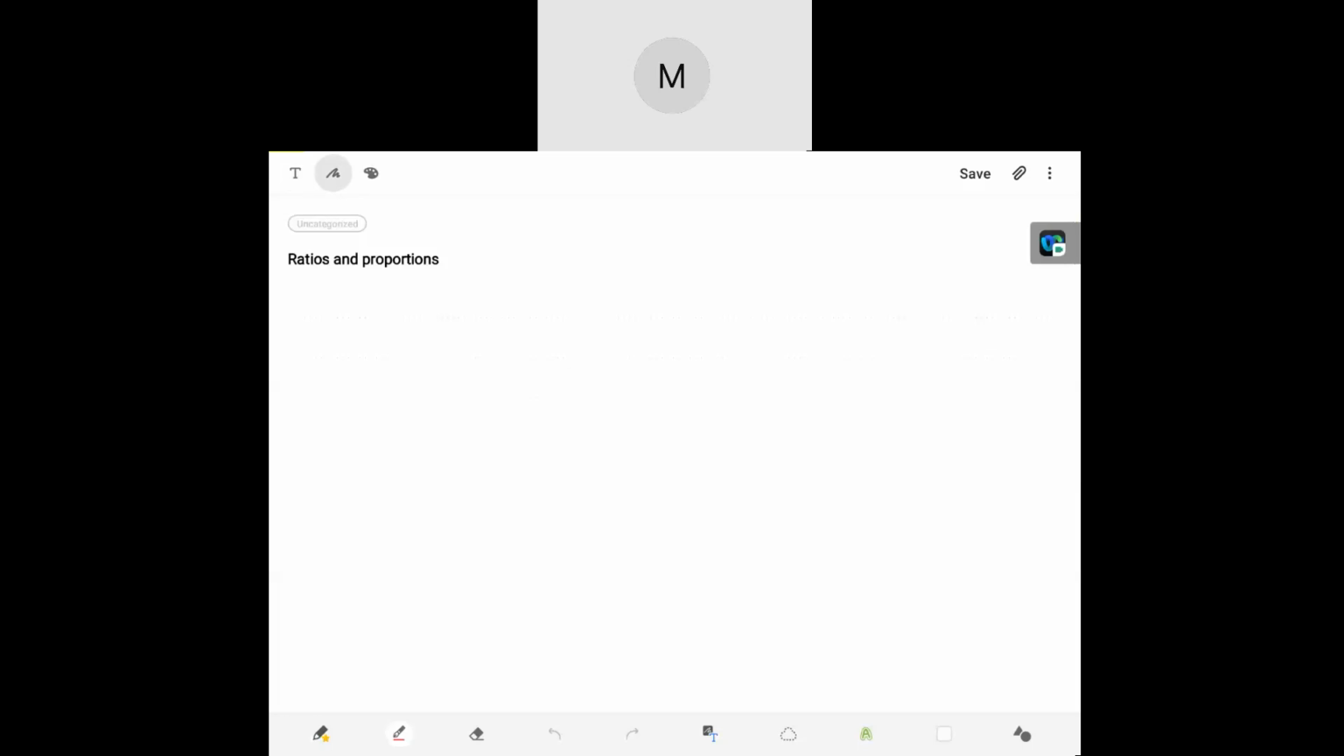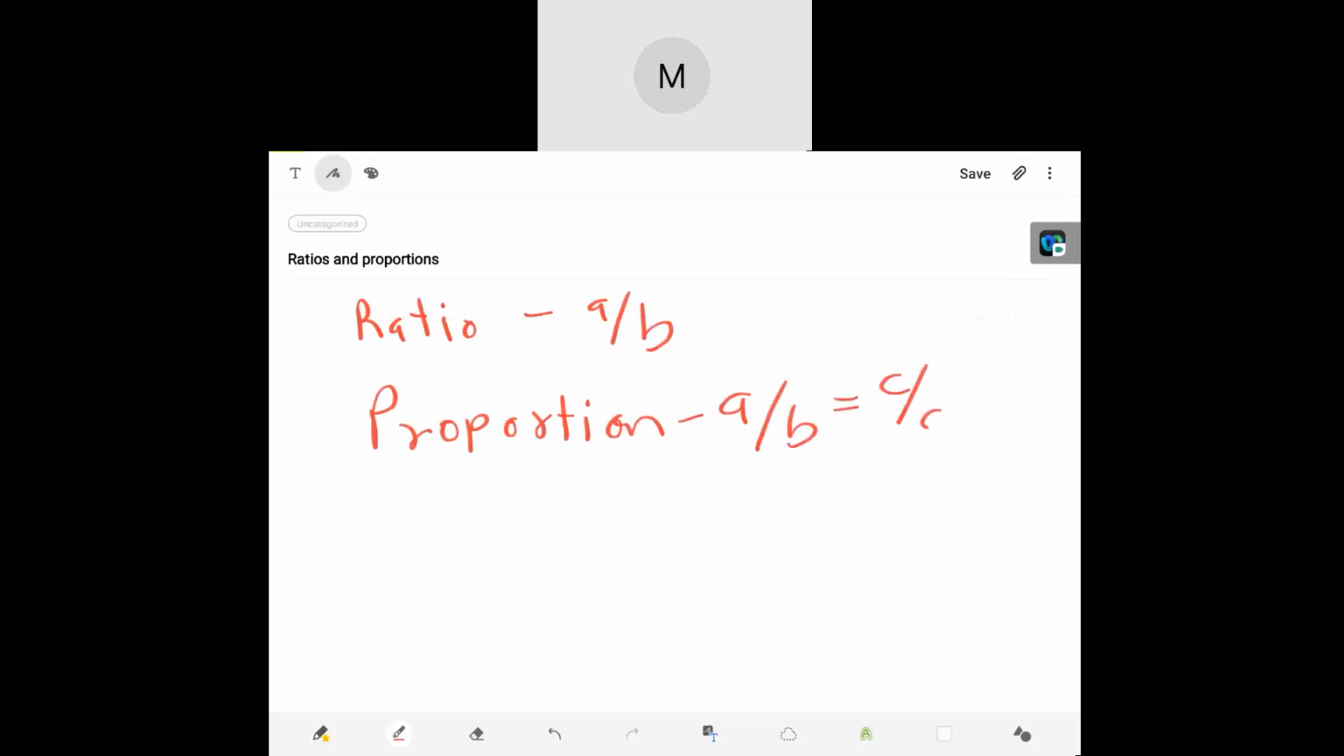They're an ordered pair of numbers. Let's say A and B are my numbers, then a ratio can be written as A over B. It's different from proportions, because a proportion is an equation. So we have two ratios which are set equal to each other in a proportion. For example, a proportion can be something like this: A over B equals C over D. That's the major difference.